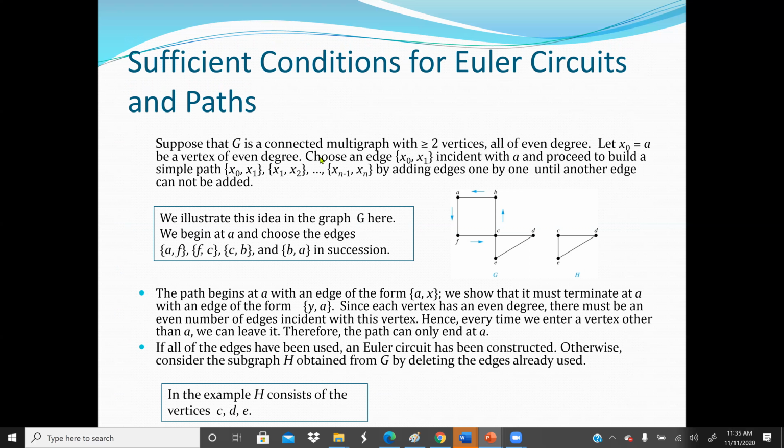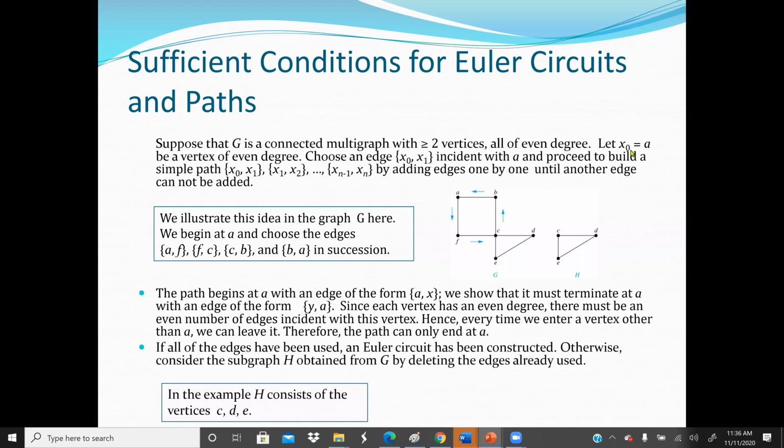Now suppose that G is a connected multigraph with n greater than or equal to 2 vertices. So here we have a multigraph that has 2 or more vertices, and all of even degree. Let us remember we said that for an Euler circuit, all the vertices must have even degree.